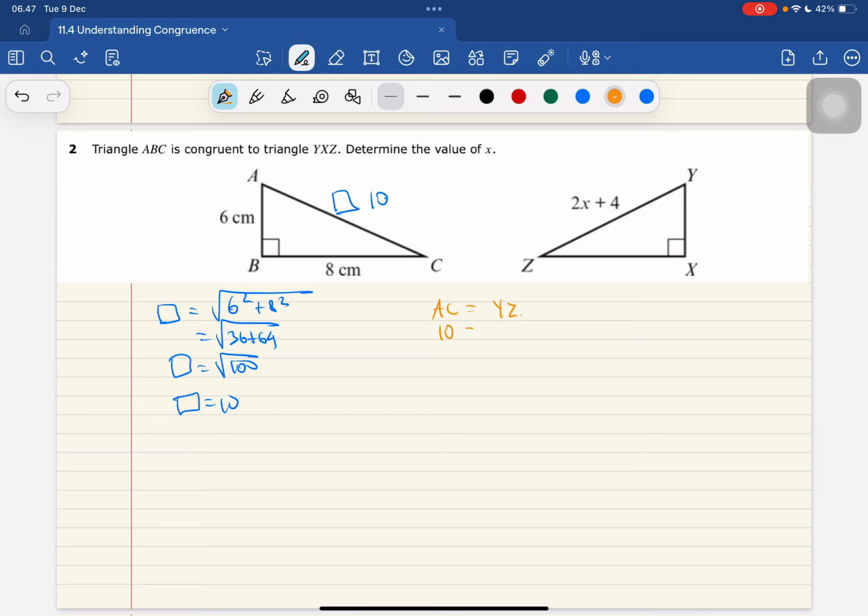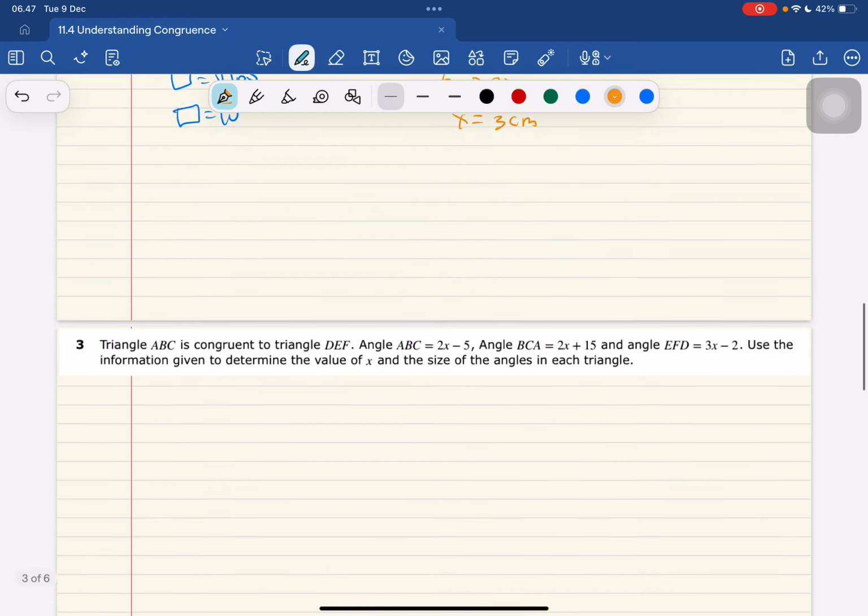So 10 equal to 2x plus 4. So we minus 4 from both sides. Also 2x plus 4 minus 4. So 6 equal to 2x. We divide by 2 both sides. So we got x equal to 3 centimeter.